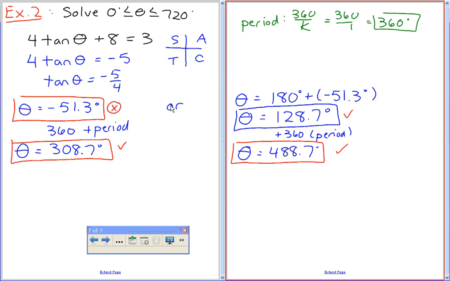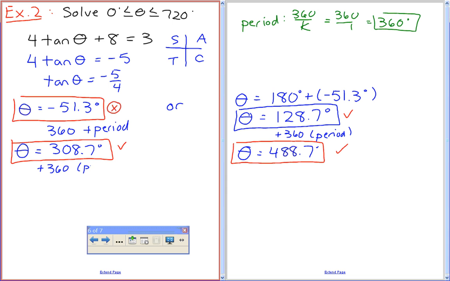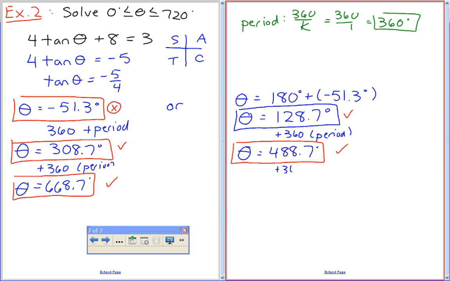That is a perfect idea, okay? So I'm going to do that. I'm going to add my period. And you're going to get theta equals 668.7, which is good. And again, you can check over here too, which is, what is that, 848.7, which is too big.